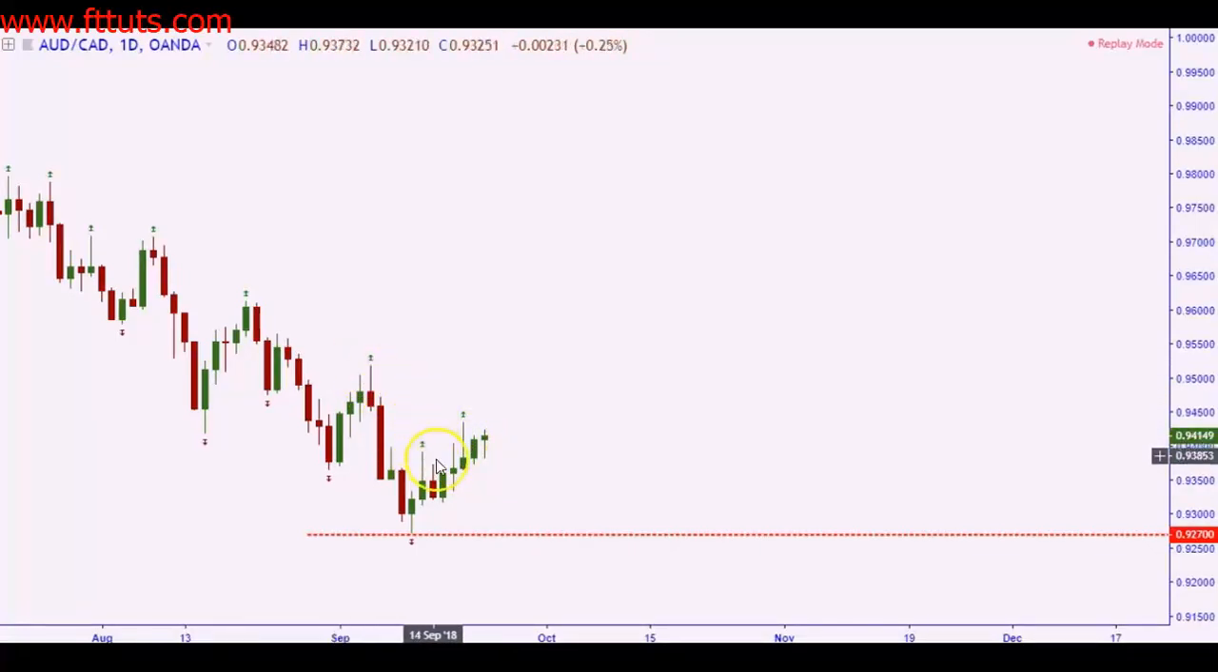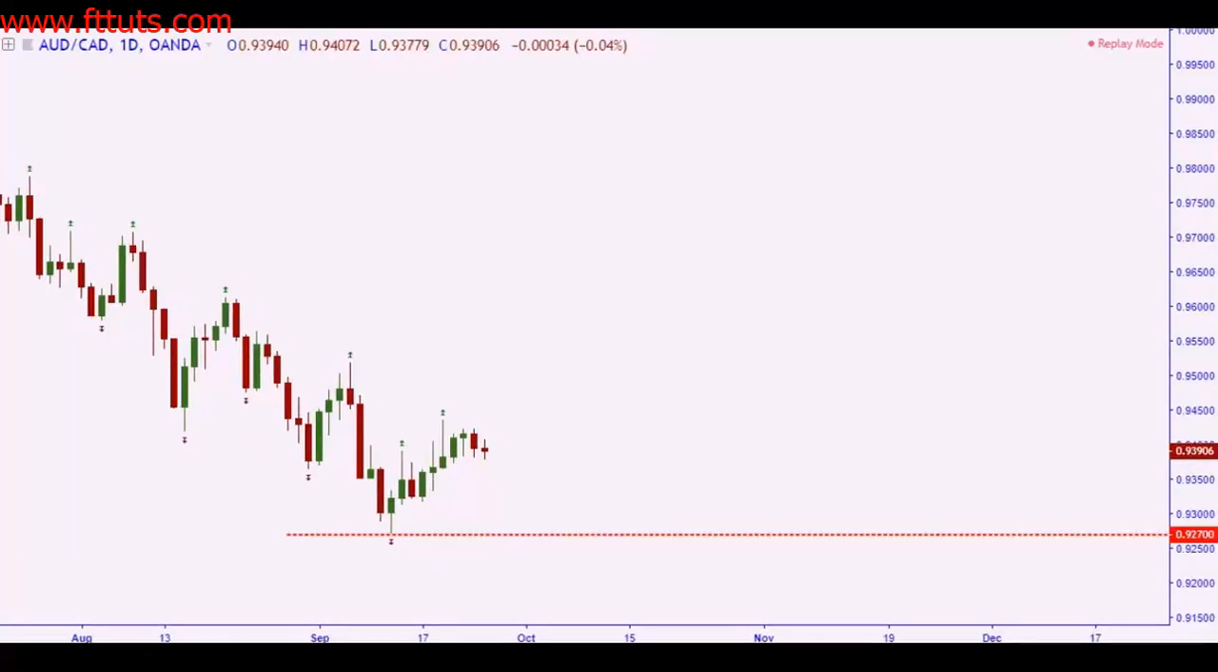So now we may be changing, but we made a new high fractal. So we really haven't violated the high fractal. That's what you want to be concerned with. So we still have the 1, 2, 3. We need to violate either this level or this level to confirm.